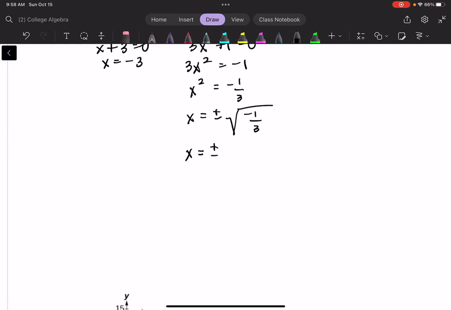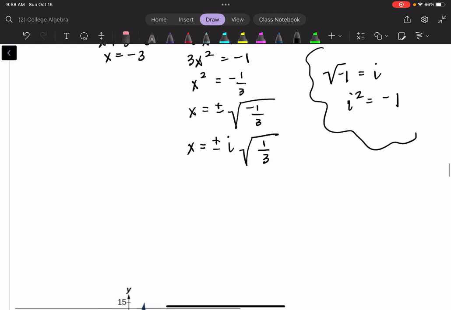And the way we do that is by understanding that the square root of negative 1 is equal to i, the imaginary unit. And as a side note, also please remember that therefore i squared is equal to negative 1 from algebra 2. So we have plus or minus i, and then what's inside is positive now, so that's great. And then we can address this. If you put this in your calculator to simplify it, you'll end up with root 3 over 3. So this will be plus or minus i square root of 3 over 3.